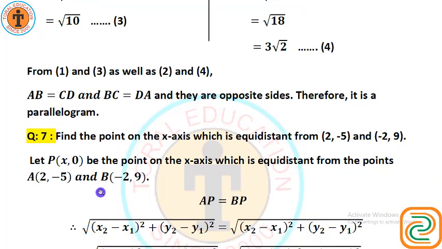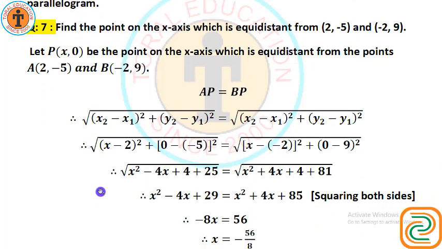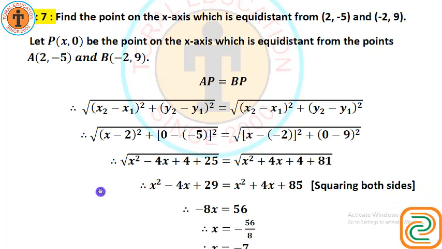Question number 7. First look at the question in the textbook. Find the points on the x-axis which are equidistant from (2, -5) and (-2, 9). Friends, for points on the x-axis, the y coordinate is 0. Therefore, let P(x, 0) be the point on the x-axis which is equidistant from the points A(2, -5) and B(-2, 9). Right?